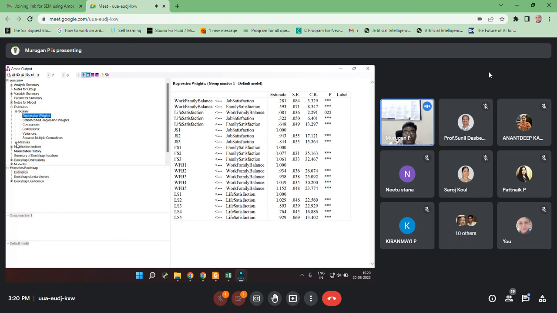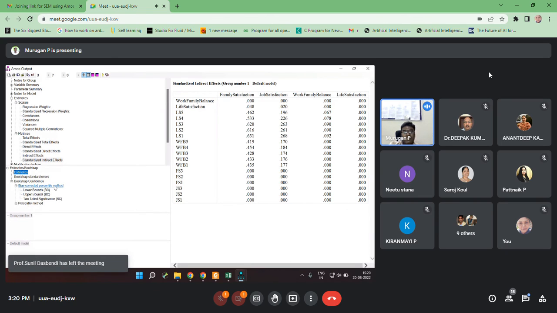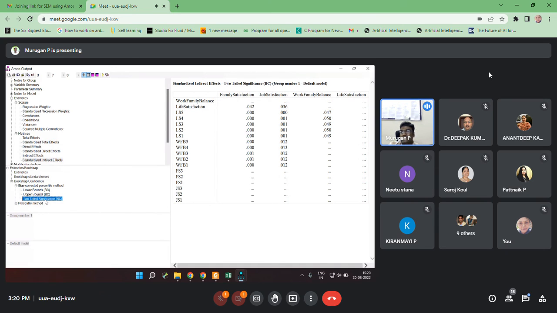In order to do that, go to matrices, select this standardized indirect effect. After selecting, this particular block of output will be enabled in your Amos output. Now you click this bootstrap confidence. Here you select the bias corrected percentile method. Select this two-tailed significance. In the two-tailed significance between family satisfaction and life satisfaction through work family balance, I'm getting 0.042 as a p-value, which means that this particular indirect effect is significant. Are you getting my point?